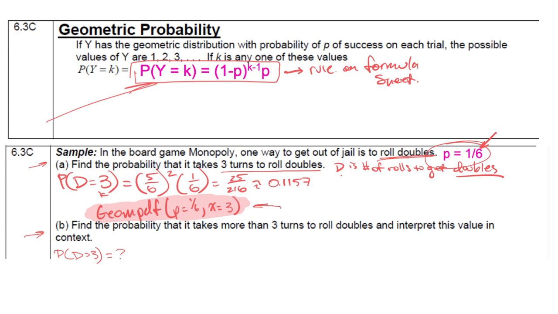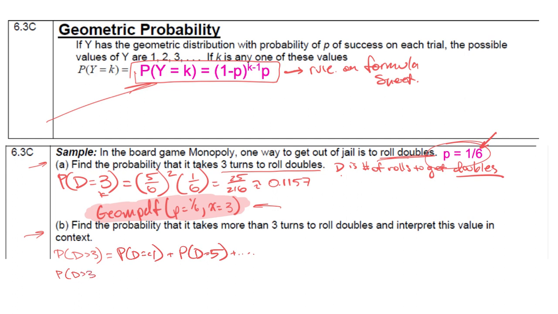All right, now find the probability it takes more than 3 turns to roll doubles and interpret this value in context. This is a little more likely, right? Because we're looking like, oh, we don't want to go longer than 3. So what does this look like? What are the chances it takes 4? And then also what is the chance it takes 5 rolls plus and forever, right? What is this starting to look like from previous examples?